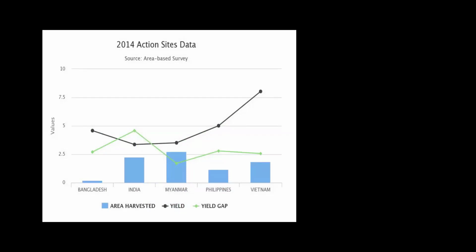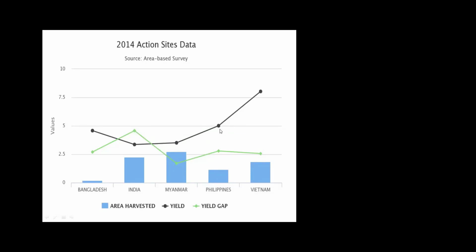You can present it in this way, line graph. So you can see Bangladesh, India, Myanmar, Philippines, and Vietnam. Among all these countries, you could see that the Philippines is second to the lowest in terms of production. The yield is in black. The yield gap is in green. And the area that is harvested is this. So Myanmar is harvesting more than 2.5, Vietnam about 2, Philippines about 1.5 perhaps, and India and so forth. So Myanmar is very good.